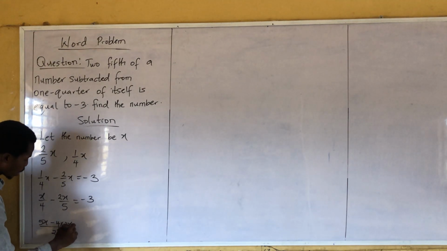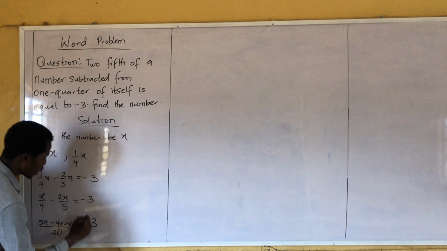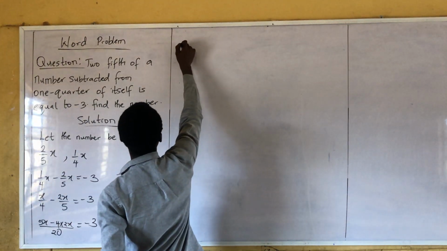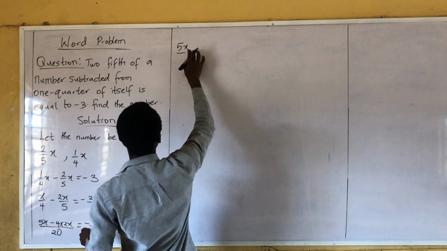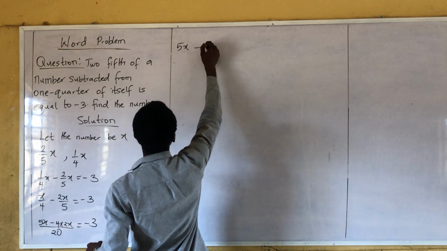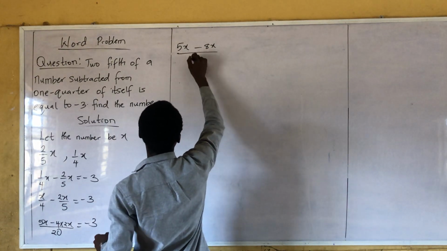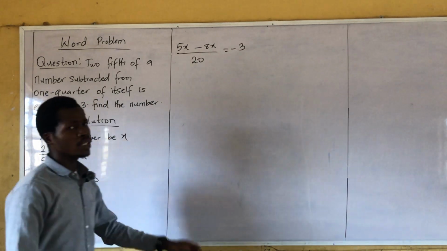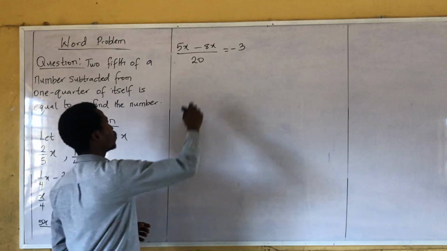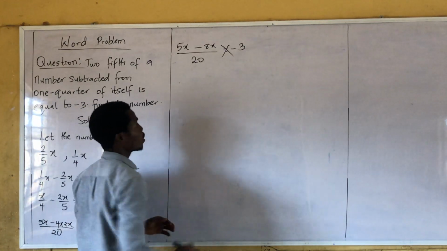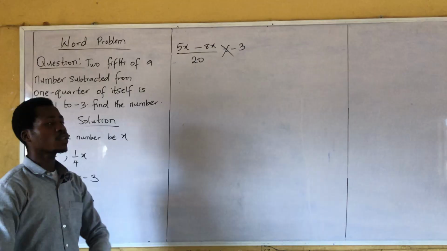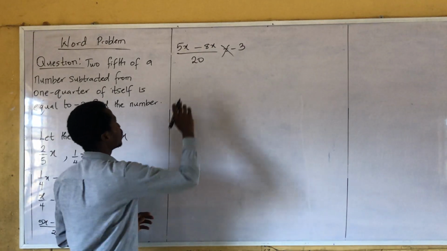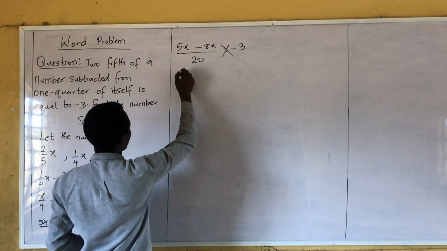Let's expand it expressively. So the next thing, we're going to have 5x minus 8x, everything over 20 equals -3. Now, what is the next thing we do here mathematically? We are going to cross multiply, because we have a fraction equals a whole number. So we can just cross multiply.